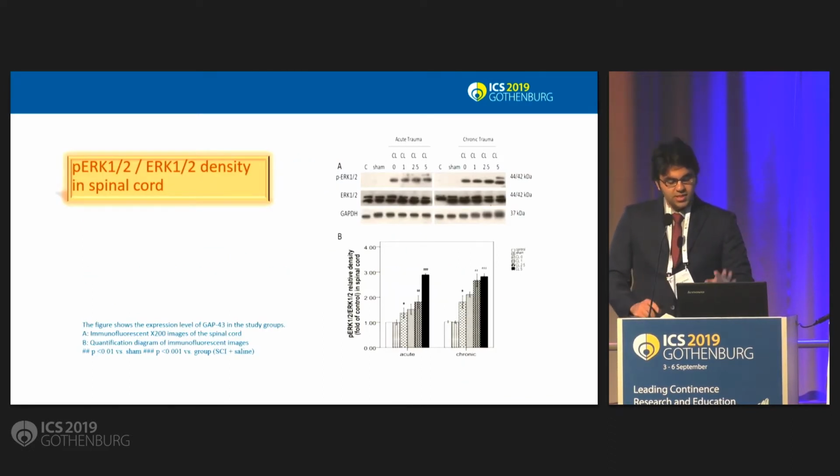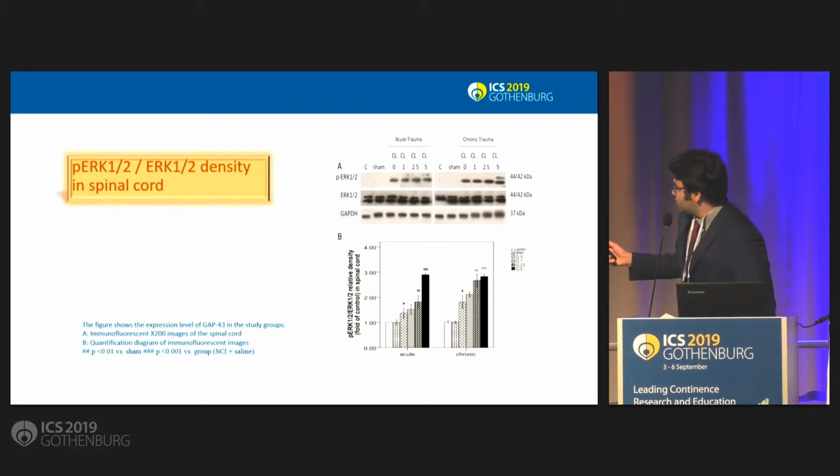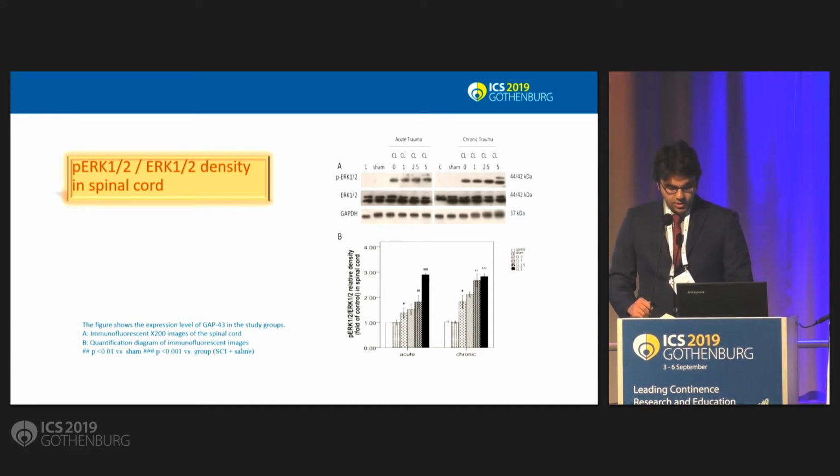These are some of the other studies. Also we had a rise in PERK and ERK density in the spinal cord. So it has kind of a linear relation, and as the dosages of cerebrolysin increase, there were higher levels of these factors.